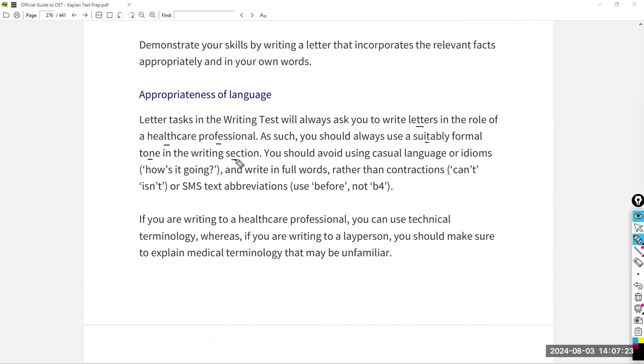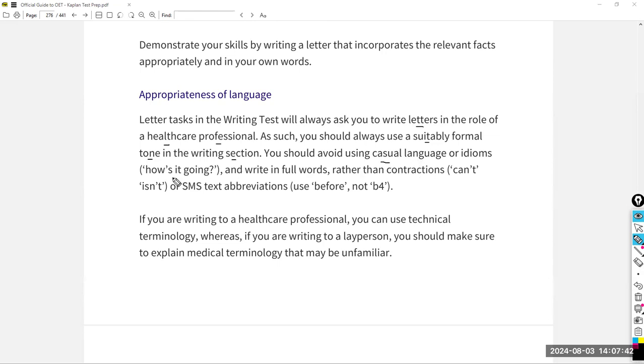In the writing section, you have to be formal all the time. If the person that you are writing the letter to, for example, is a normal person, you have to be careful, by the way, with the tone that you are using. You should avoid using casual language or idioms.